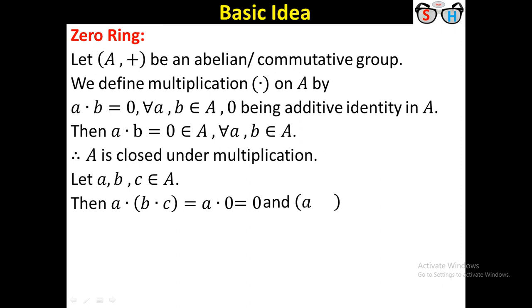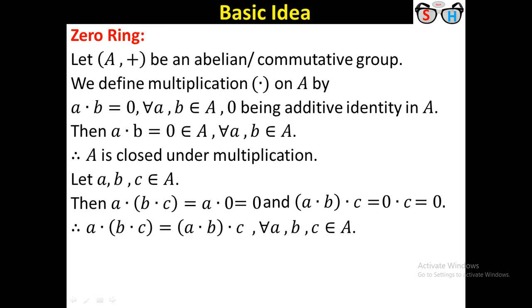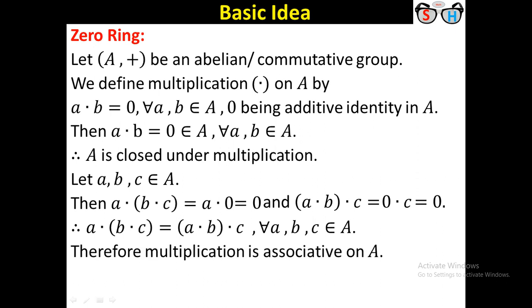Now we consider the multiplication (a·b)·c. Here you see that a and b are in the first bracket. At first we have to get that result and then multiply the result with c. Here a·b must be 0 from the definition of multiplication. Therefore this will be 0·c, and 0·c will again equal 0 because the multiplication of two elements of A is 0. So you see that a·(b·c) equals 0, and (a·b)·c is also equal to 0. So a·(b·c) = (a·b)·c for all a, b, c in A. So we can say that multiplication is associative on the set A.